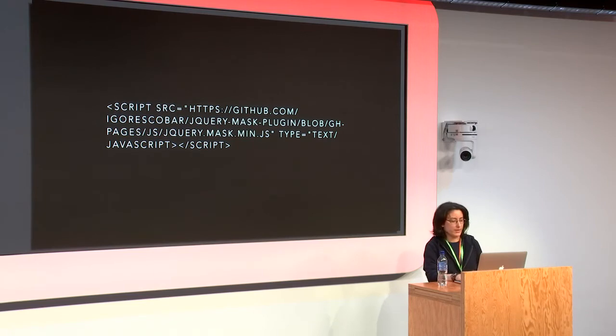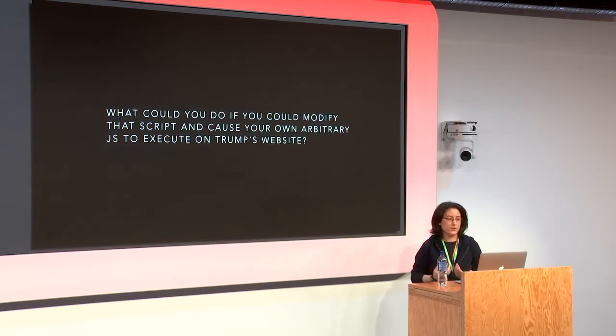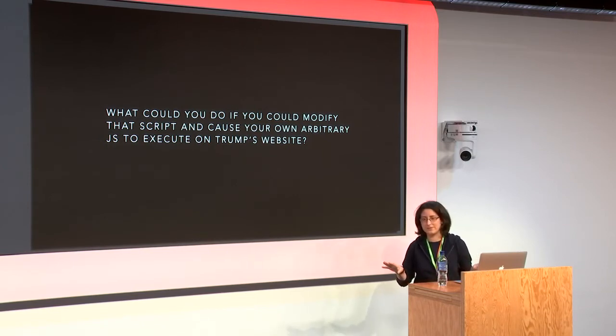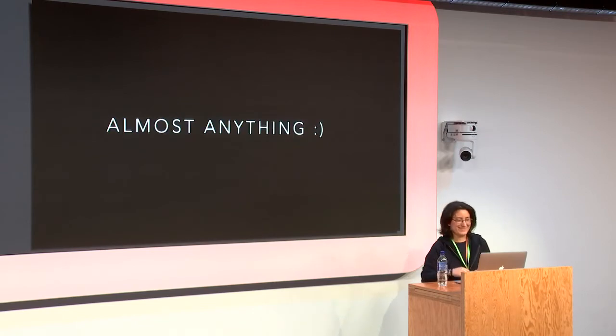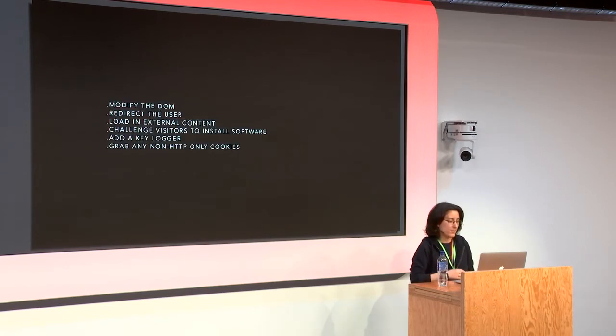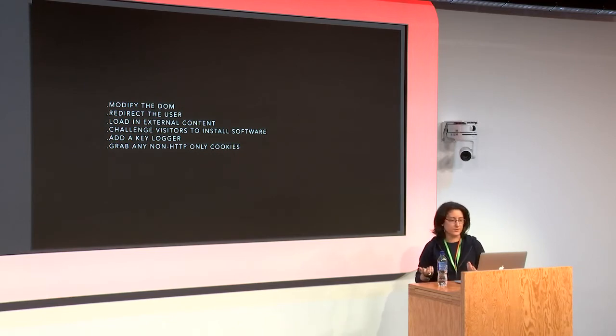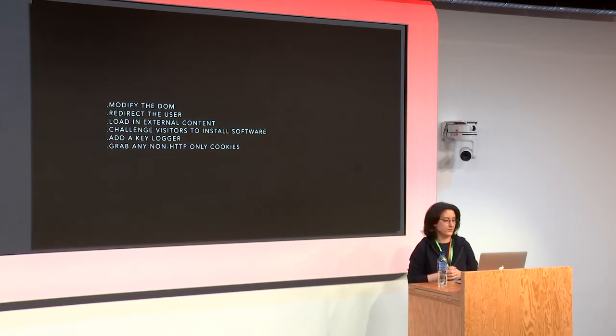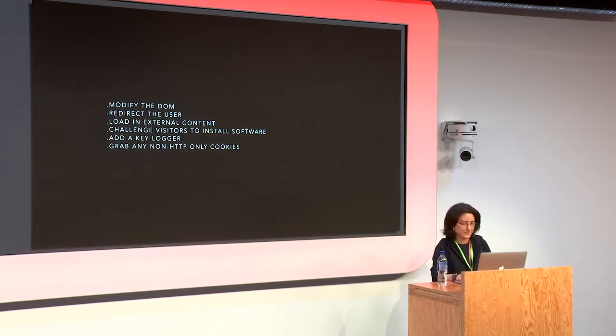So what was the problem, actually? What could you do if you could modify that script and cause your own arbitrary JavaScript to execute on Trump's website? I know you can go crazy because it's Trump's website, but still, almost anything. You could modify the DOM, redirect the user, load in external content, challenge visitors to actually install software, add a keylogger and get all the passwords and credentials, grab any non-HttpOnly cookies. So a lot of things actually you could do with this.